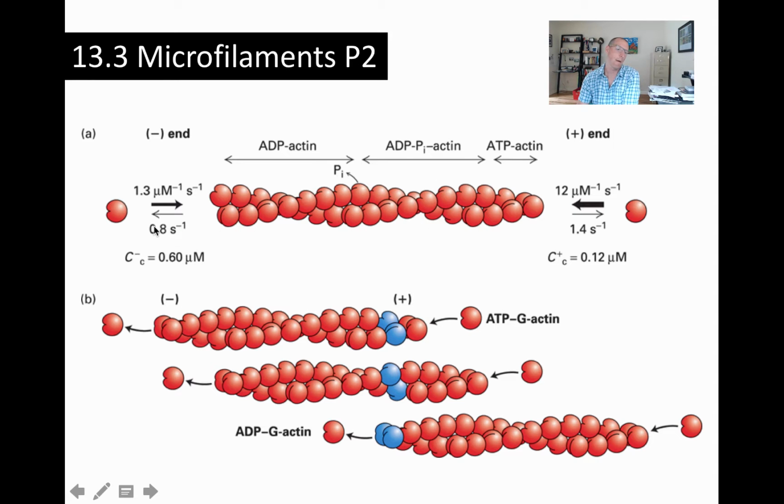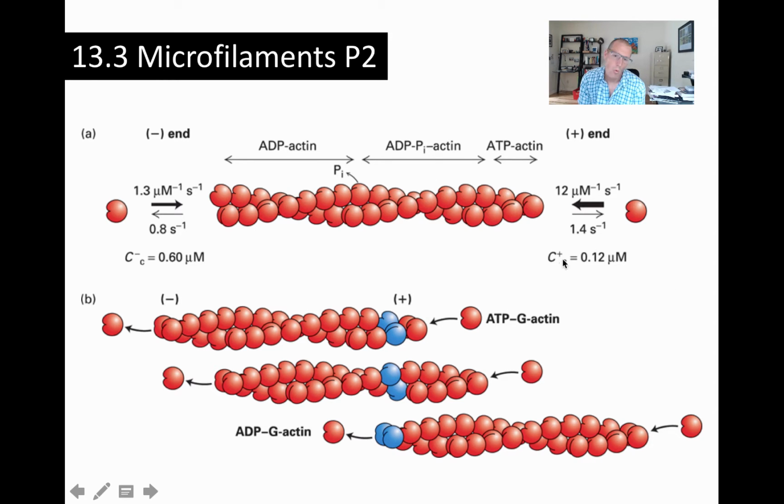Yeah, this is about 50% less than this, but given the magnitude difference between the on rates compared to the off rates, what we see is that we will end up with faster addition at the plus end than the minus end. How do we get there?